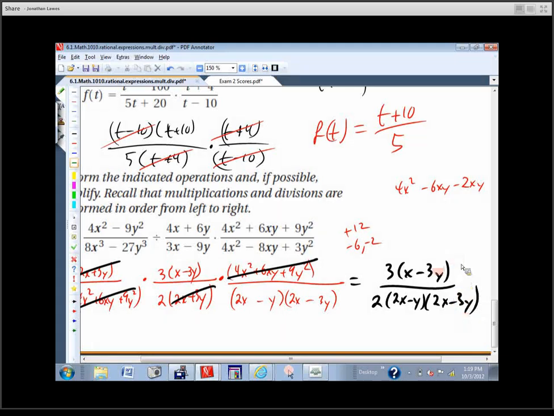Now, I would really like to cancel the 3y with the 3y. Why not? They're married to different things, right? You can only cancel off married partners, blah, blah, blah. Okay. All right, good luck with that one.